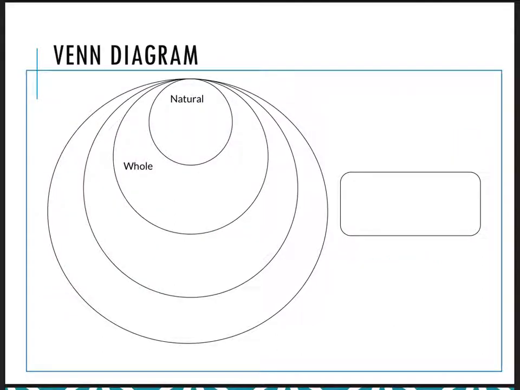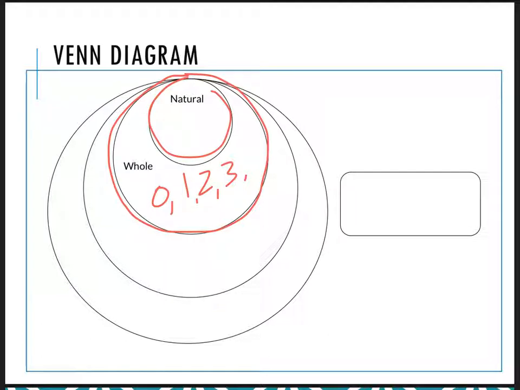So again, whole numbers, they add on. So naturals were in here. Whole numbers include the natural numbers. So we add on that 0, right? 1, 2, 3, so on and so forth. So the naturals are part of the whole numbers. Okay, so add that onto your Venn diagram. It's that 0 that makes the difference.